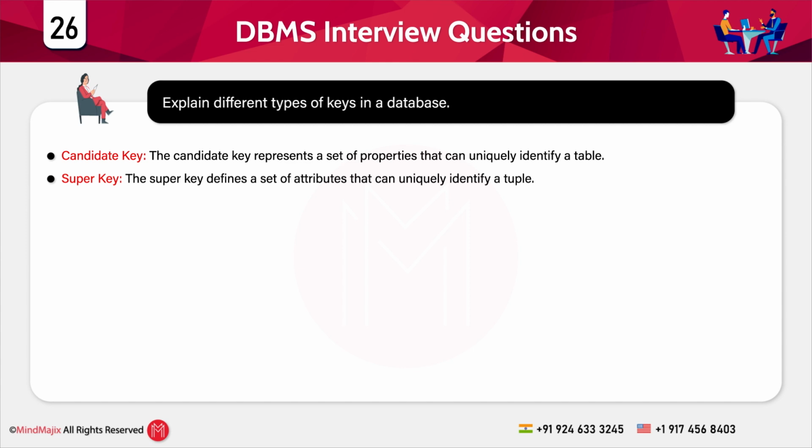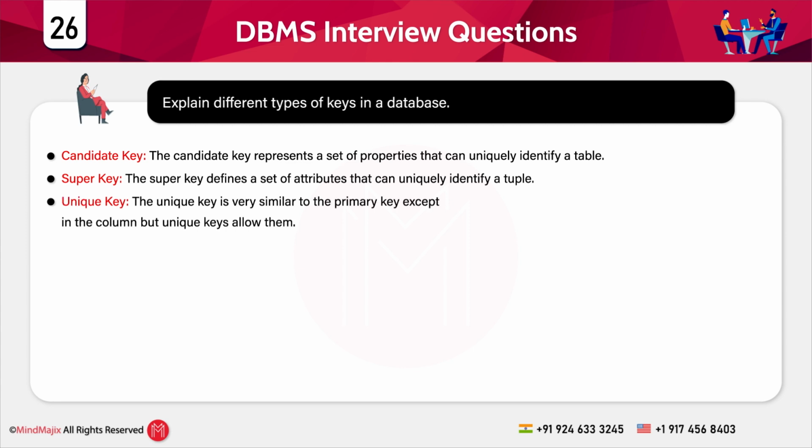And now if you talk about the unique key, the unique key is very similar to the primary key, except that primary keys don't allow null values in the column, but unique keys allow them. So essentially unique keys are primary keys with null values. This is a very simple way to remember the unique keys. The only difference between unique key and primary key is that unique key allows null values and primary key does not allow null values.